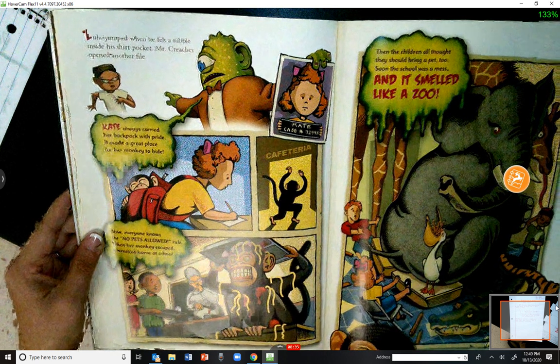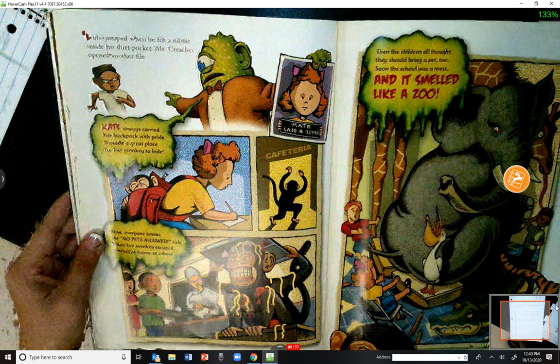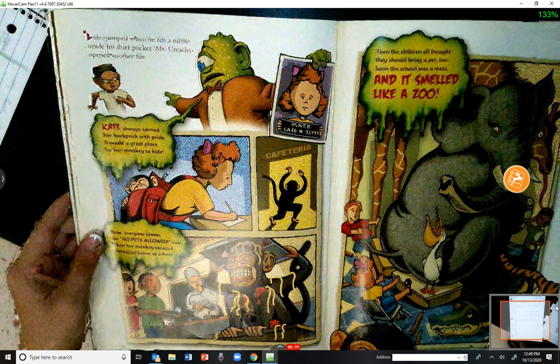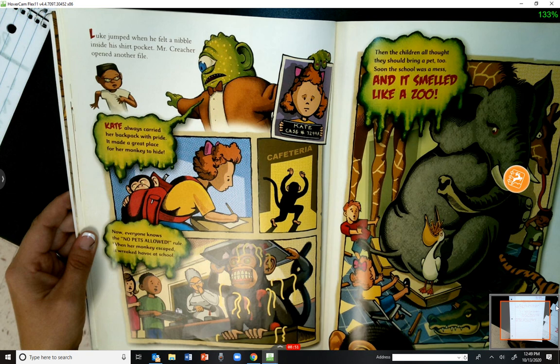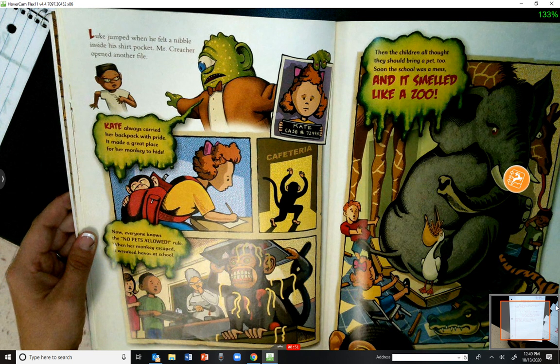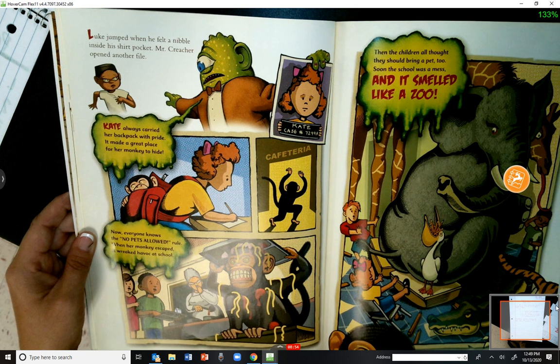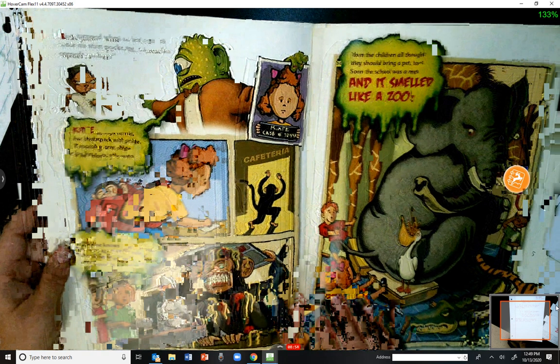Kate always carried her backpack with pride and made a great place for her monkey to hide. Now everyone knows the no pets allowed rule. When her monkey escaped, it wreaked havoc at school. Then the children all thought they should bring a pet too. Soon the school was a mess, and it smelled like a zoo.